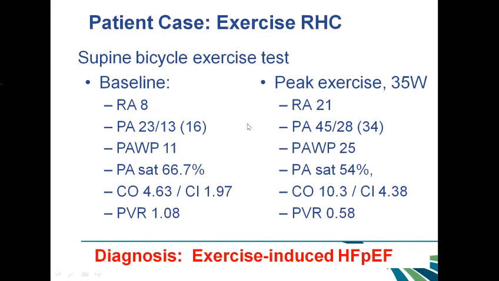As you can see, when the person exercises, the pulmonary artery wedge pressure shoots up. The pulmonary artery pressures themselves shoot up in spite of a decrease in the peripheral vascular resistance. Which means that basically the problem is with the heart, and then you know that you have to treat them.